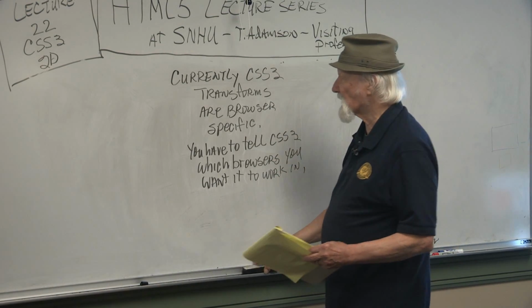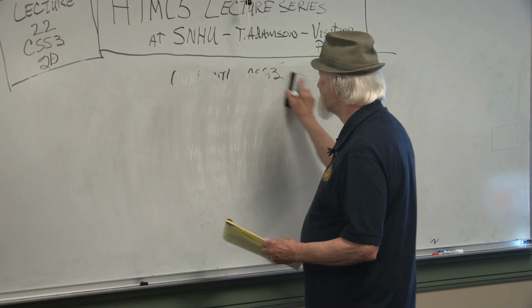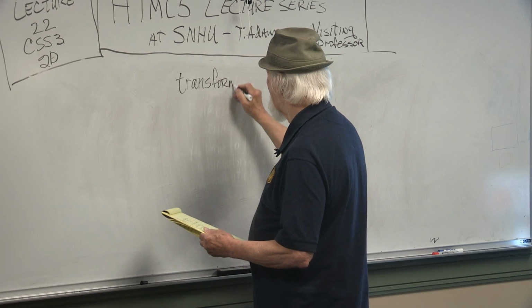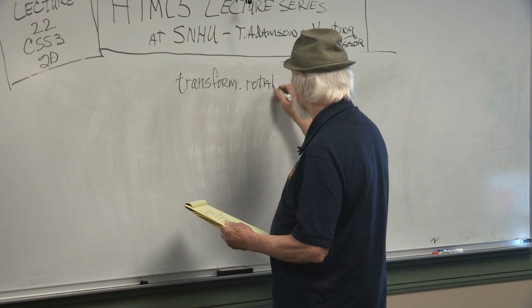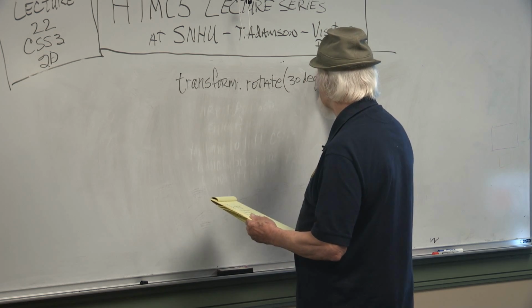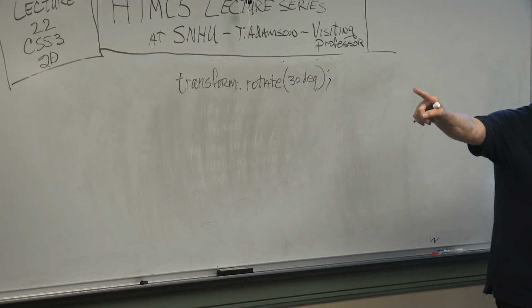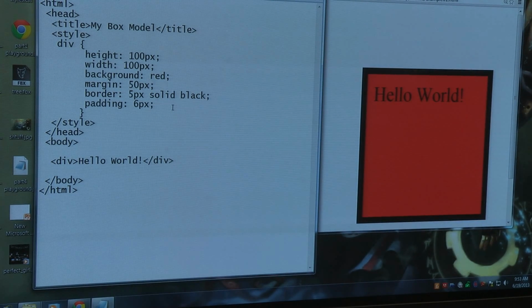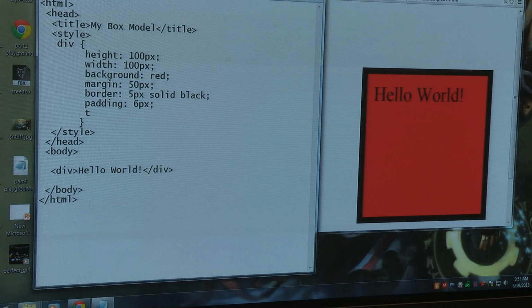What I'm going to do is show you one of the transforms. There is a transform called rotate. We said that was one of them. And this is the number of degrees that you want it to rotate. I'm going to put 30 degrees here. And then go onto the monitor, please. I'm going to put that into CSS3 for this box model. I'm going to type in transform, and the transform I want is rotate, 30 degrees. I'm going to do a Control-S to save, and I come over here to refresh.